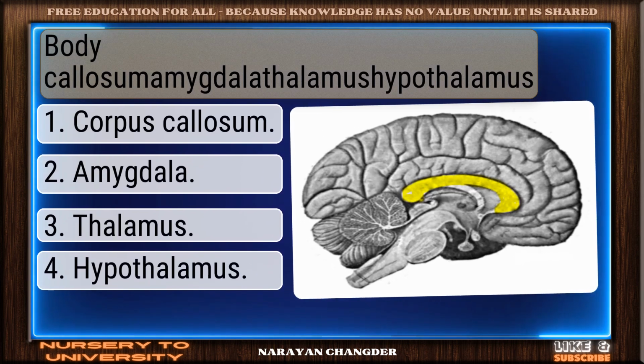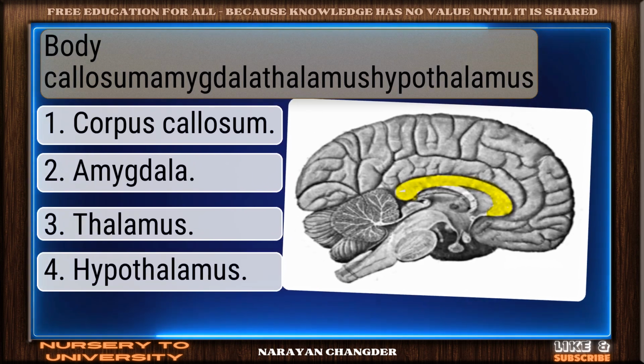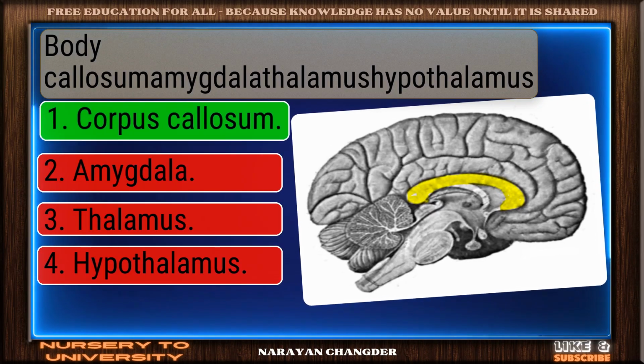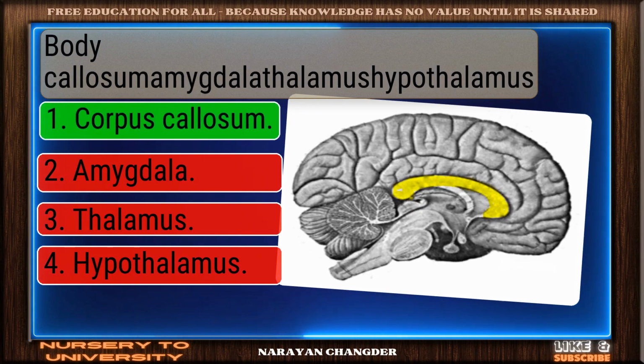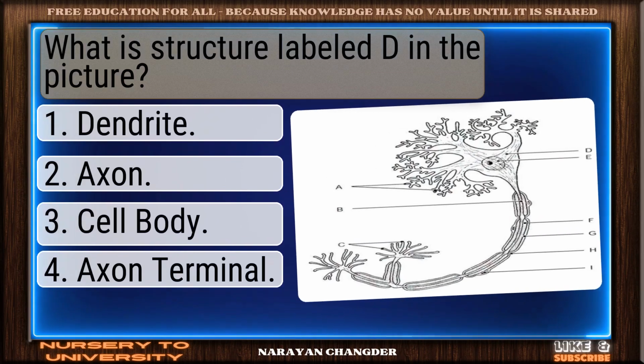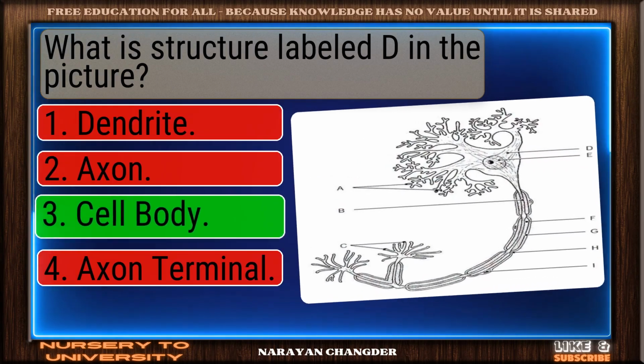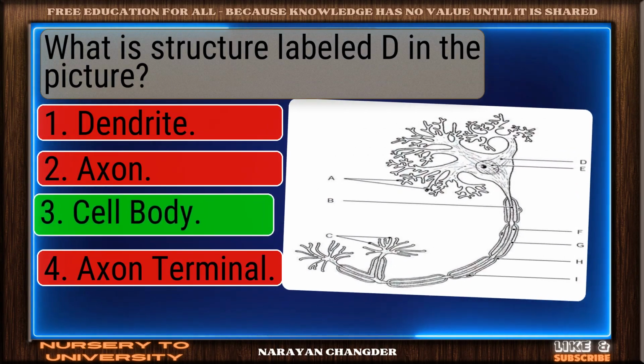Corpus callosum, amygdala, thalamus, hypothalamus. Great thinking. Corpus callosum is right. What is the structure labeled D in the picture? Excellent choice. Cell body is right.